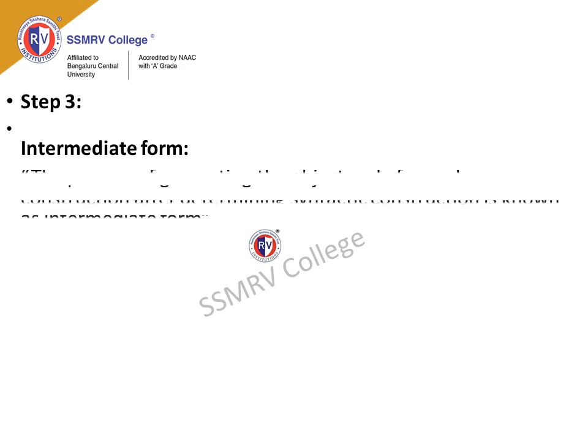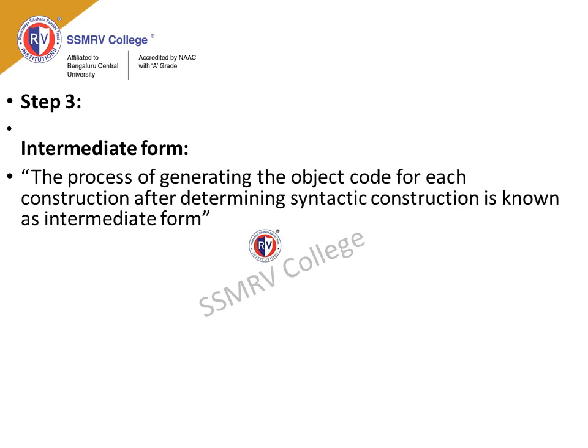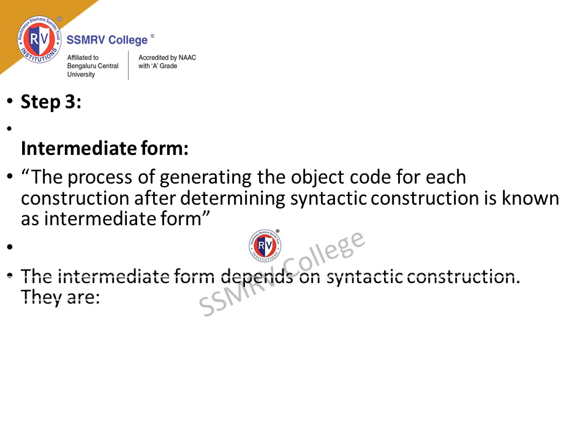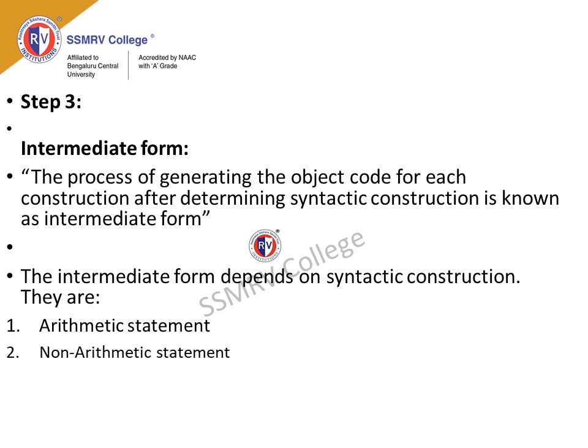Step 3, intermediate form. The process of generating the object code for each construction after determining syntactic construction is known as intermediate form. It depends on syntactic construction. They are arithmetic statement, non-arithmetic statement and non-executable statement.